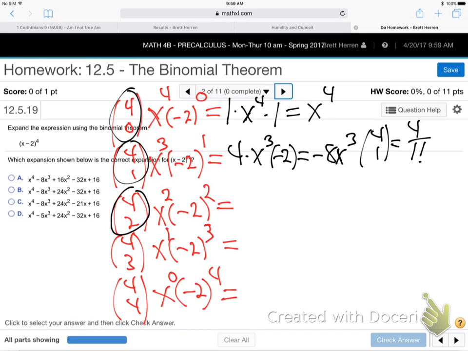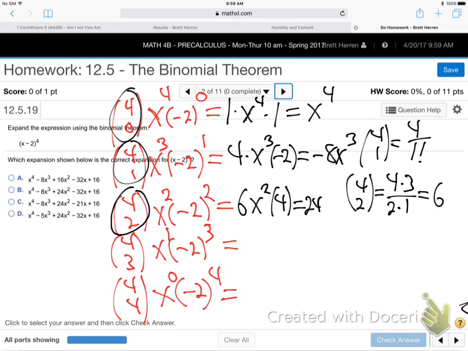Third term, 4 choose 2. Now, what's that? 4 choose 2 means start at 4, do 2 numbers, right? Remember that bottom number, the 2, tells you how many numbers to do. You start at 4, do 2 numbers, over 2 all the way down to 1, 2 factorial. So what's that? 12 over 2? 6. So that's 6. X squared, and negative 2 squared is 4. So that's 24x squared. Good so far.